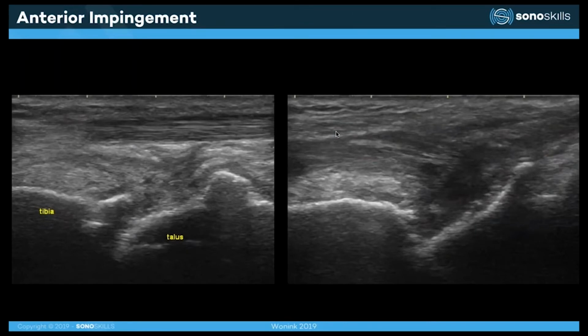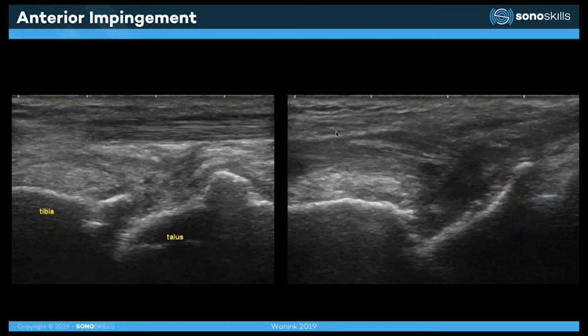In this case, this is an anterior impingement. So what we can see on the left image is the tibia and the talus. So this is the talocrural joint. Same thing also in the right image. It's a different ankle, but with sort of the same pathology.